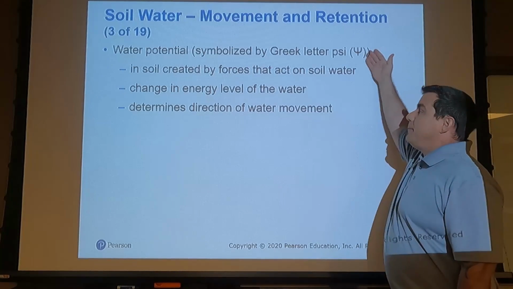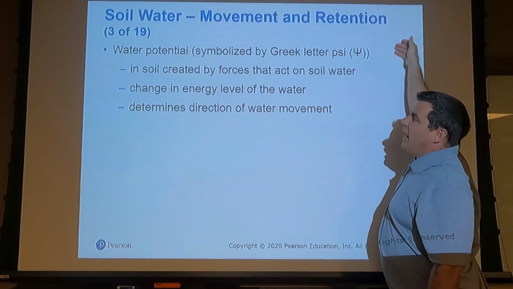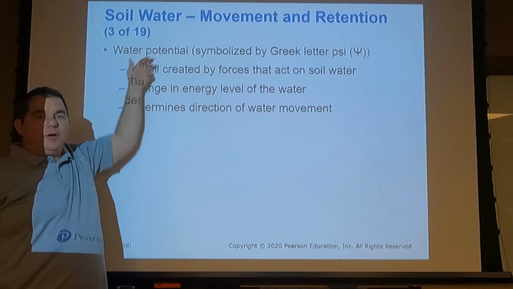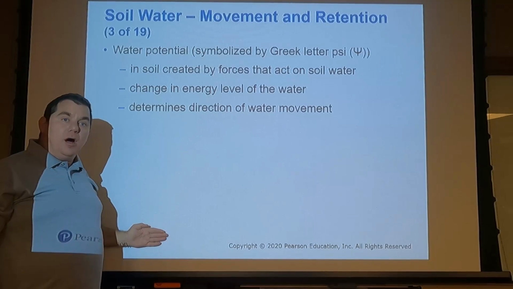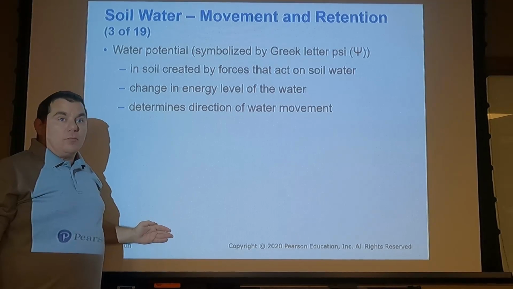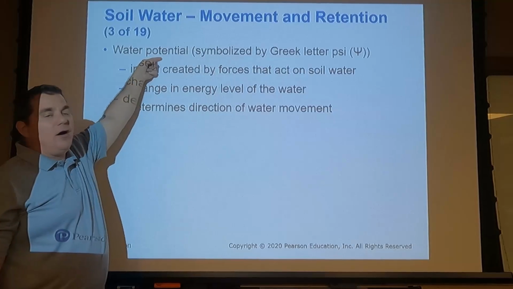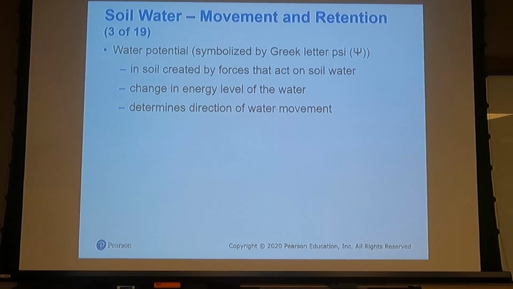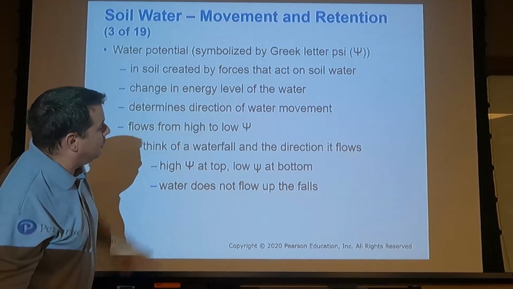So again, we go back to that picture, and our psi, actually we were over here, if you remember, our psi was negative 100. So we know that the water is going to move from an area of high water potential to an area of more negative water potential. And psi is the symbol that we use for that. As I just mentioned, it flows from high psi to low psi.